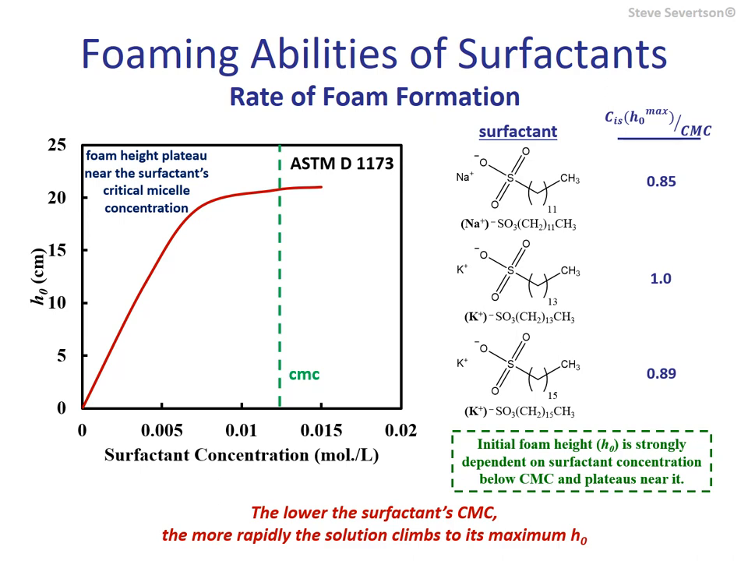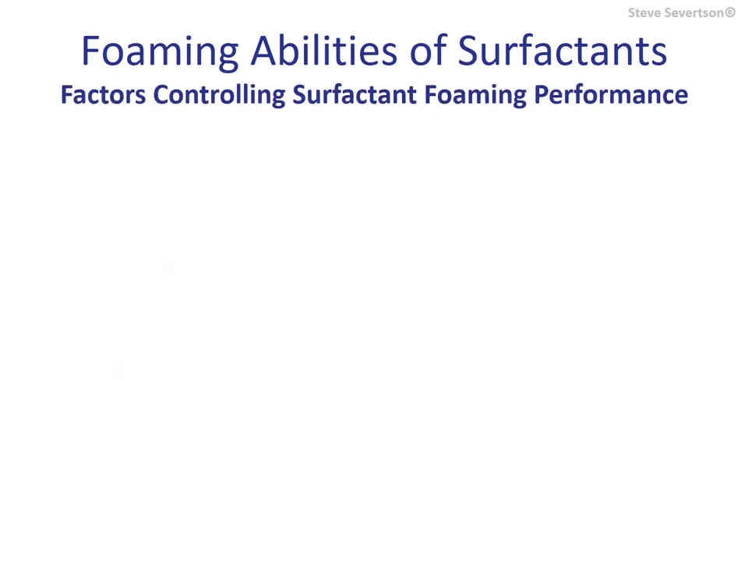However, it should be stressed that the maximum initial foam heights can vary significantly for different surfactants. In other words, when making a comparison, the surfactant with the lower CMC will not necessarily produce more foam, but it will do so more rapidly. Values reported from the Ross-Miles test for a specified surfactant concentration and set of conditions often include H0 and H300 or R300. These values are considered measures of a surfactant's ability to build and maintain a foam, respectively.